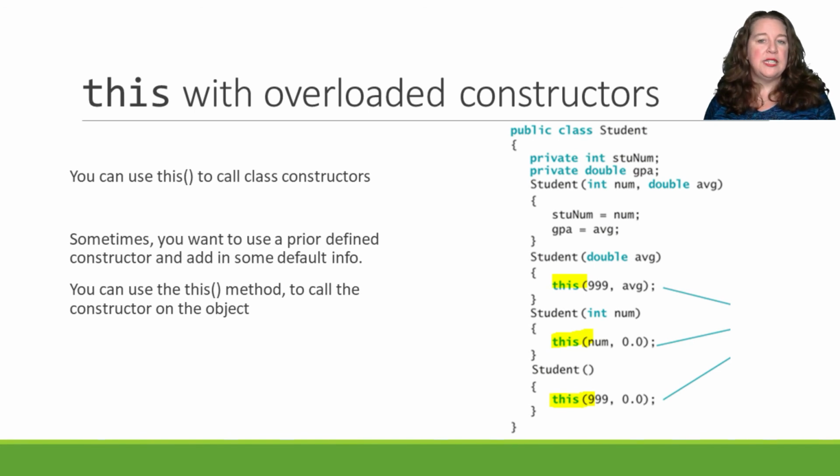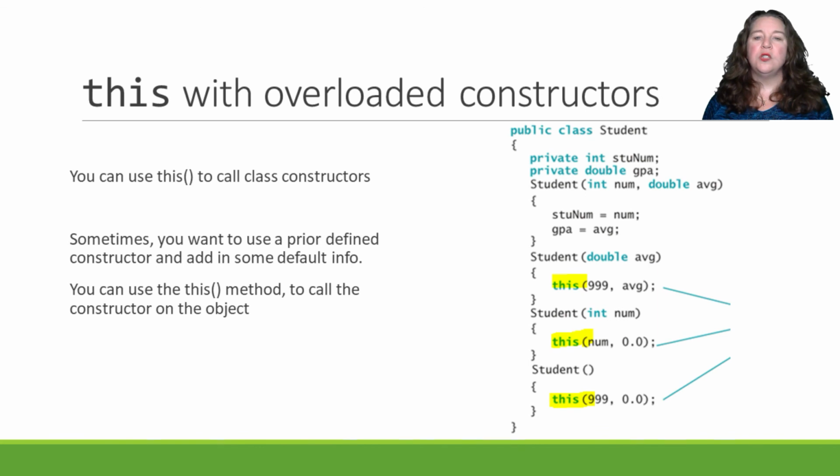In this case, I'm going to use a default GPA of 0.0. He doesn't have any classes yet. He has his GPA of 0.0, but I know his number. So I'm going to call this number, the parameter that came in, and then 0.0, which is my default GPA.